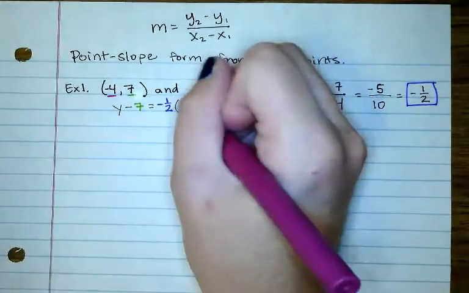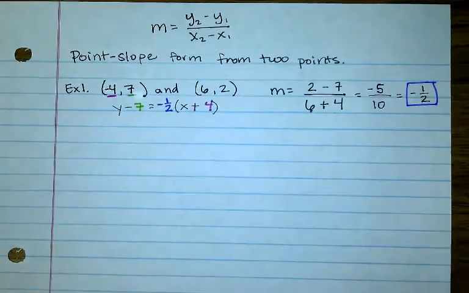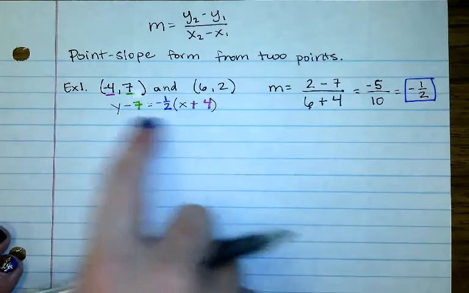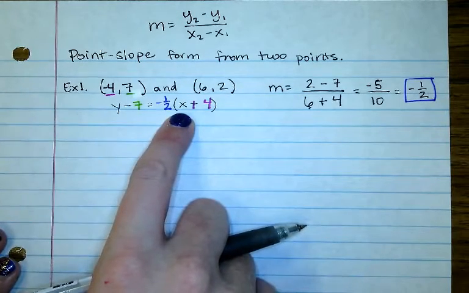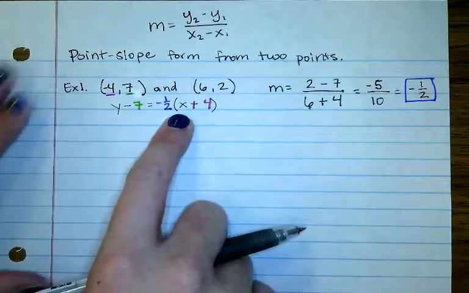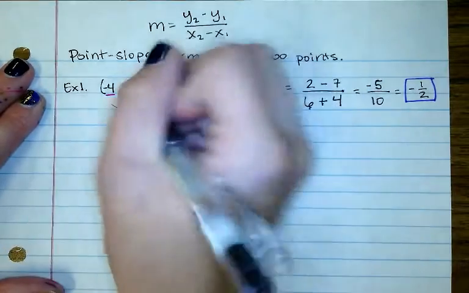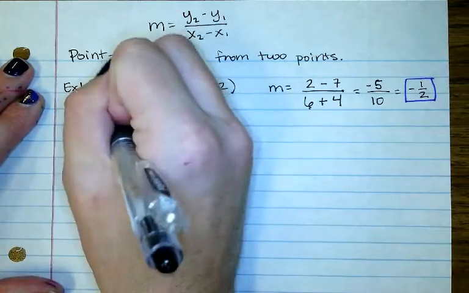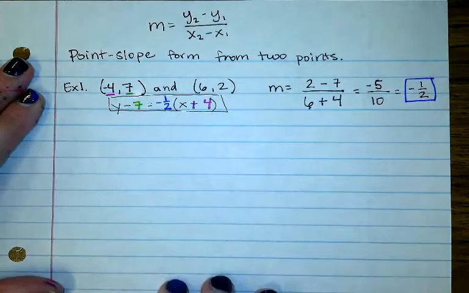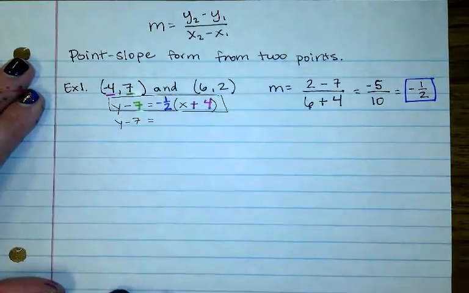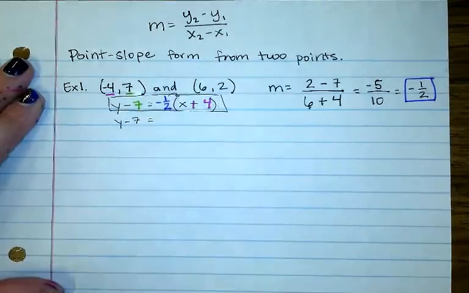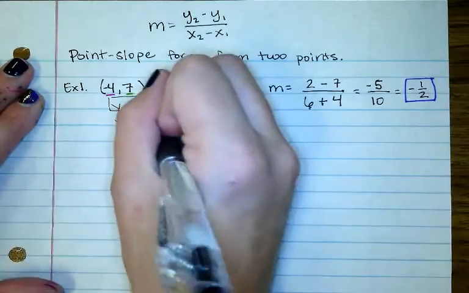Okay, now that we have this equation, can we convert this to slope-intercept form? Absolutely. So let's take a look at this. So this is my point-slope equation. Do y'all feel good with that? Then we're going to convert it to slope-intercept. So we're going to say y minus 7. Well, guys, what's -1/2 times x? Just -1/2 x. What's -1/2 times +4? That's going to be -2.